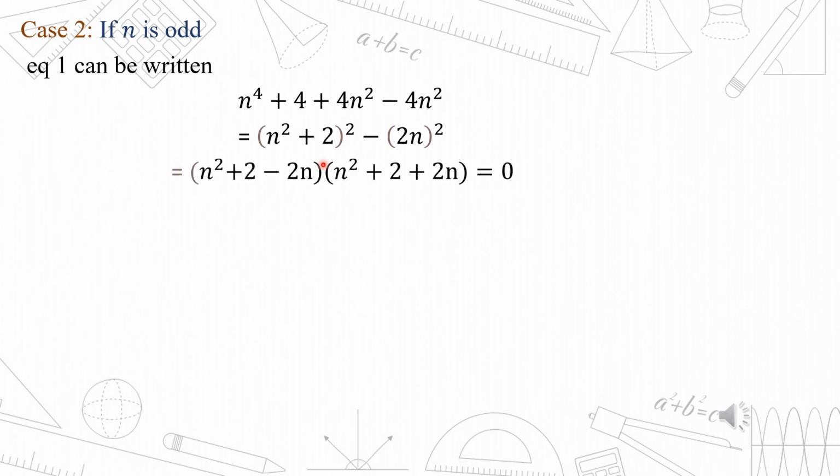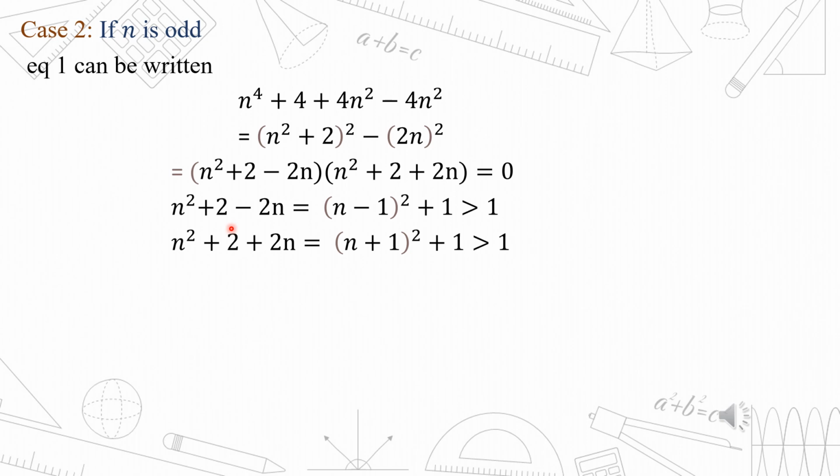Case 2, if n is odd, equation 1 can be written as n to the power 4 plus 4n square minus 4n square, just adding and subtracting 4n square to equation 1. n to the power 4 plus 4n square plus 4 is of the form a plus b the whole square. Therefore, we can write it as n square plus 2 the whole square minus 4n square, which is equal to 2n the whole square. It is again of the form a square minus b square. Therefore, we can write it as n square plus 2 minus 2n into n square plus 2 plus 2n.